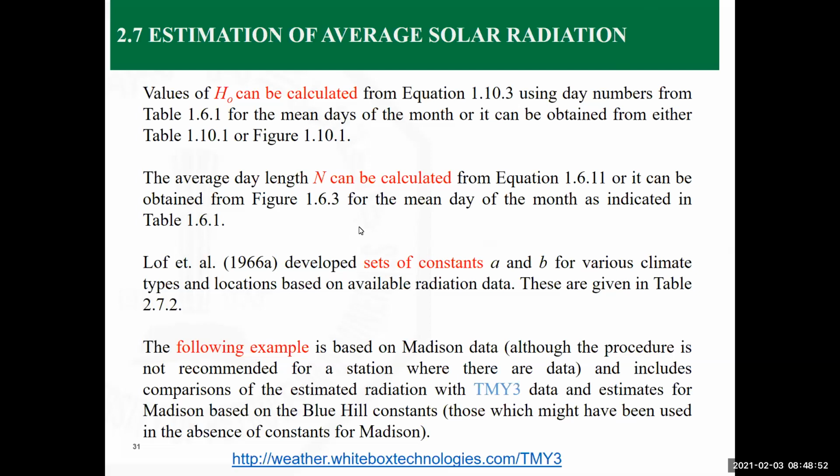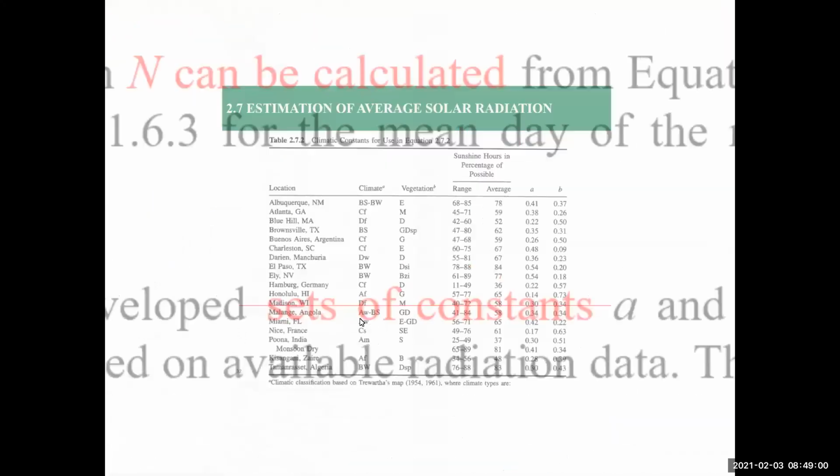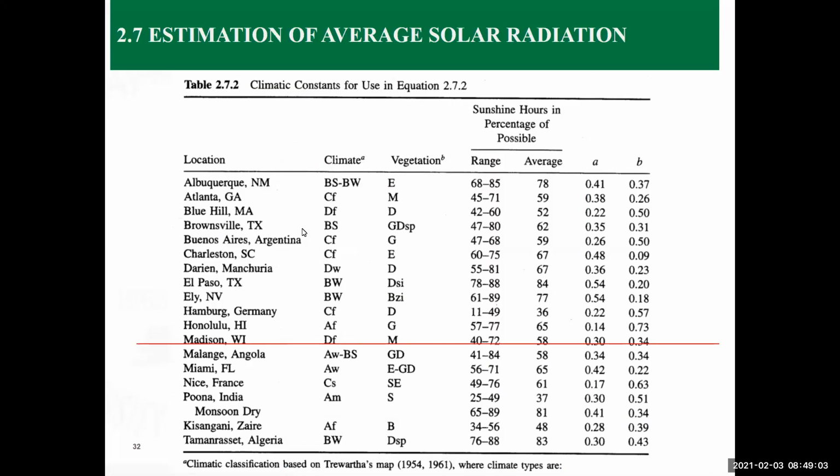Now let's consider an example. The example is based on, again, the information related to Wisconsin-Madison, and definitely you can have this in any place in the world. For example, here, the values of the constants A and B, the range, and the sunshine hours in general, in percentage of the possible, is being given here. And this is given in several places in the world, including Wisconsin-Madison, where we are going to make use of our equation. So the values there for Wisconsin are 0.3 and 0.34 for both the empirical constants A and B.